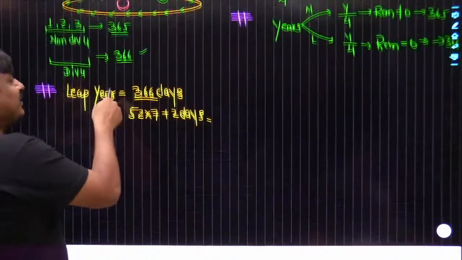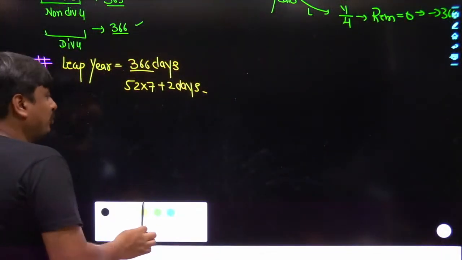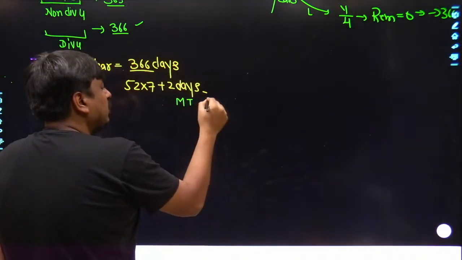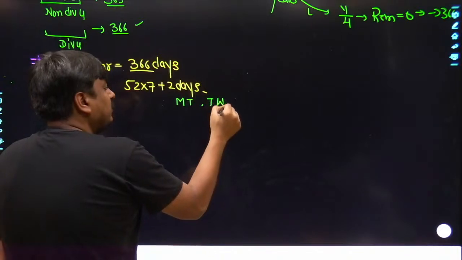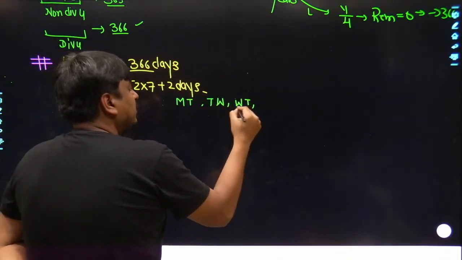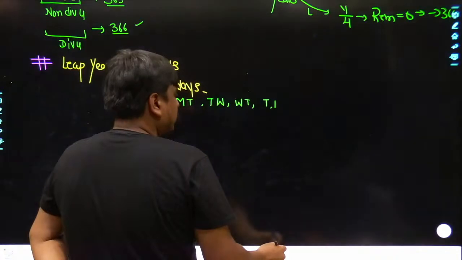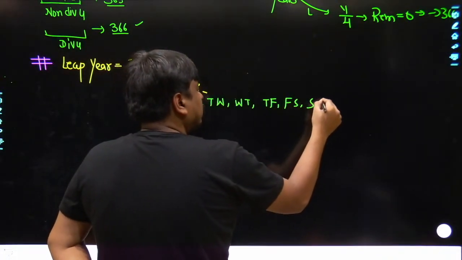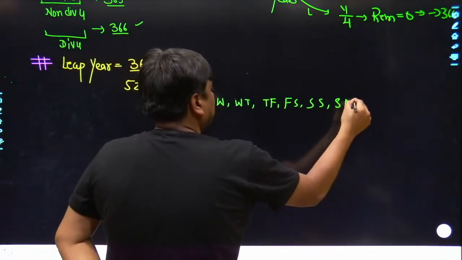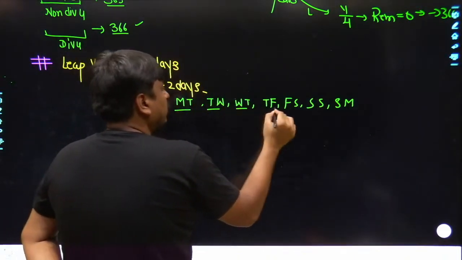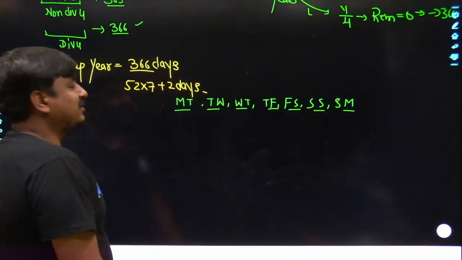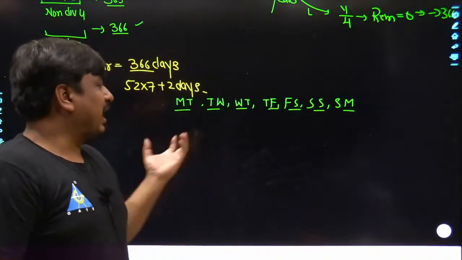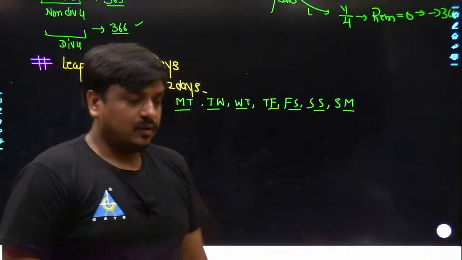What would be the structure of the remaining 2 days? It could be any from the set of Monday and Tuesday, Tuesday and Wednesday, Wednesday and Thursday, Thursday and Friday, Friday and Saturday, Saturday and Sunday, Sunday and Monday. How many possibilities are left? 1, 2, 3, 4, 5, 6, 7. Nobody can say the remaining 2 days could be Monday and Friday. The days come in sequence, so they can't be alternate.